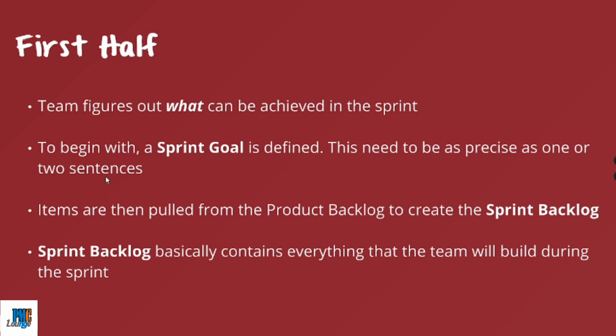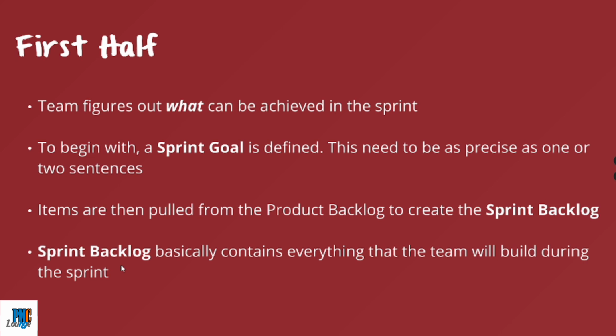Items are then pulled from the product backlog to create the sprint backlog. These items could be features, bug fixes, whatever is present in the product backlog is pulled into the sprint backlog. And the sprint backlog contains everything that the team is going to build during the sprint.